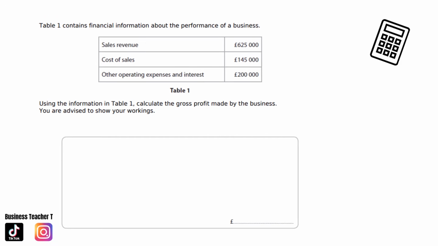Our first question. Table 1 contains financial information about the performance of a business. So in the table, we can see that sales revenue equates to £625,000, cost of sales is £145,000, and other operating expenses and interest is £200,000. The question asks you to calculate the gross profit made by the business, and you are advised to show your workings. So you need to know how to calculate gross profit.